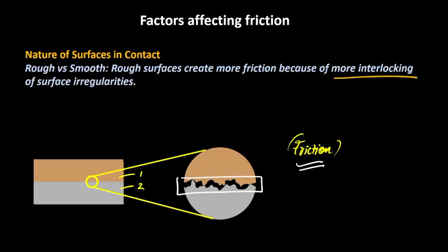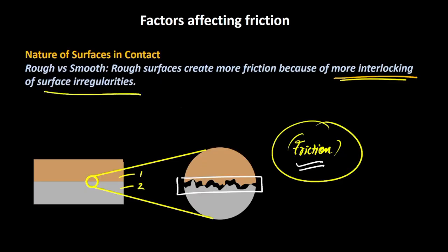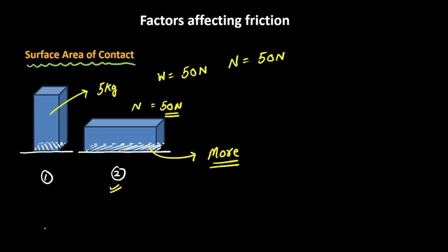So we already know the reason of friction is the interlocking of the surface irregularities. So it will be only fair to assume that since in the second situation, the surface area is more, the interlocking would be more and hence the friction would be more. But is it really the case? Let's try to find out.